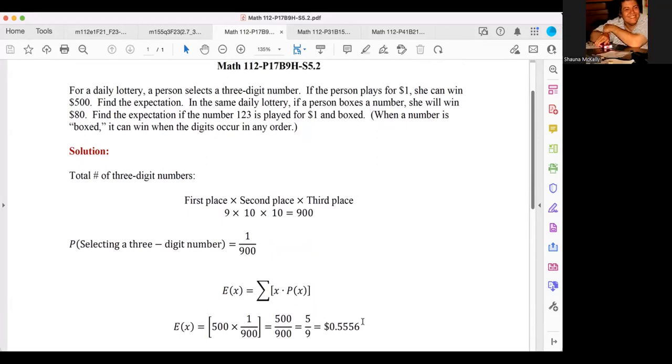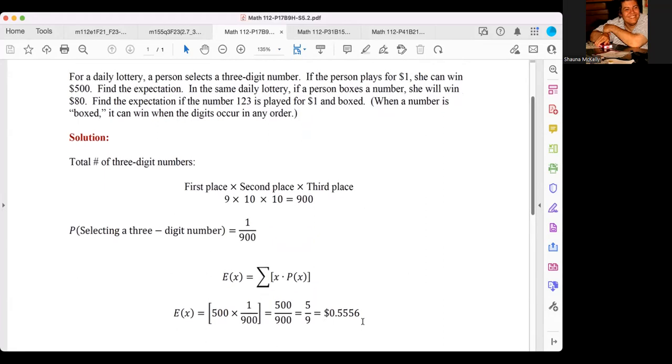It doesn't match the answer in the book. I think they used 1,000 numbers. They used 10 digits for each one. They include 0 as a leading placeholder. Okay. So that's not correct, because when they say three-digit number, we should not include the 0. So this is the way I want.